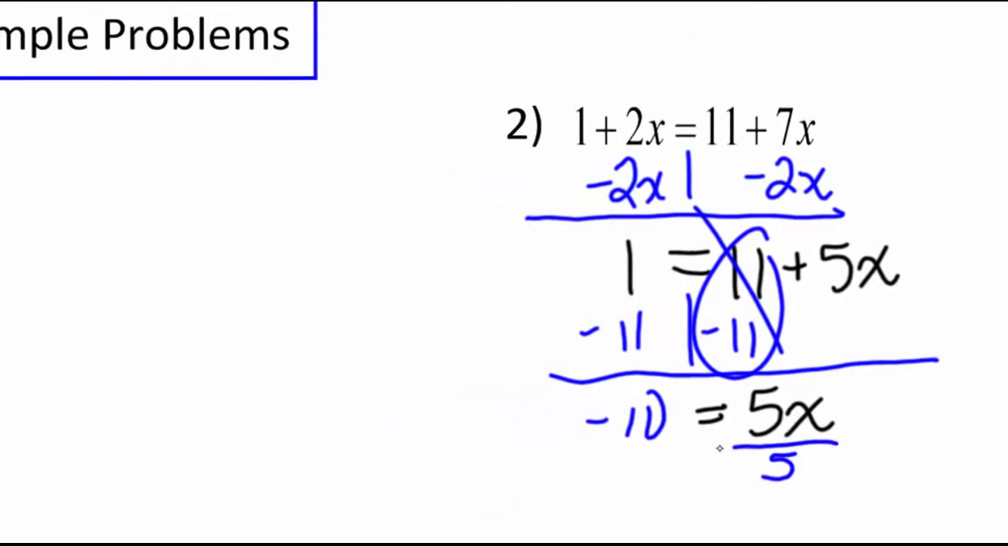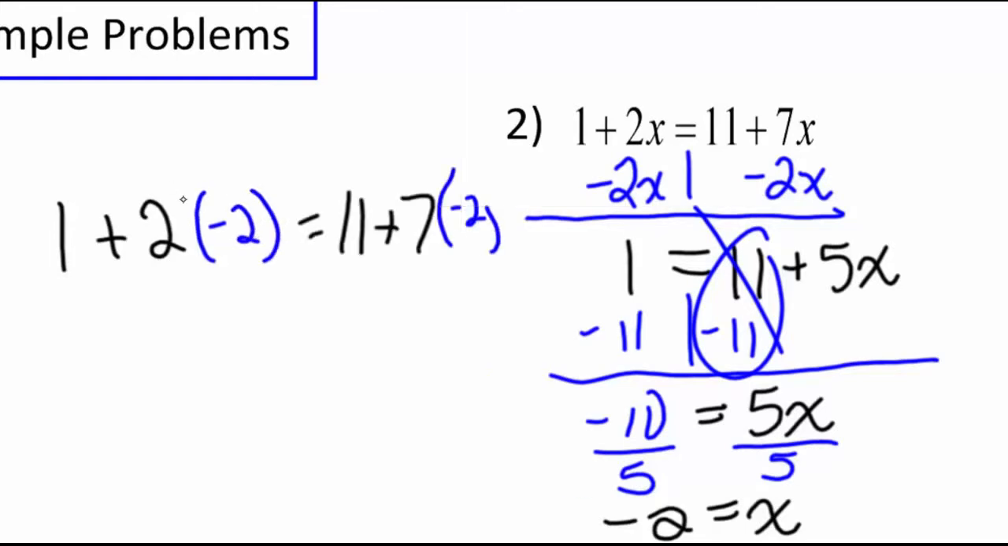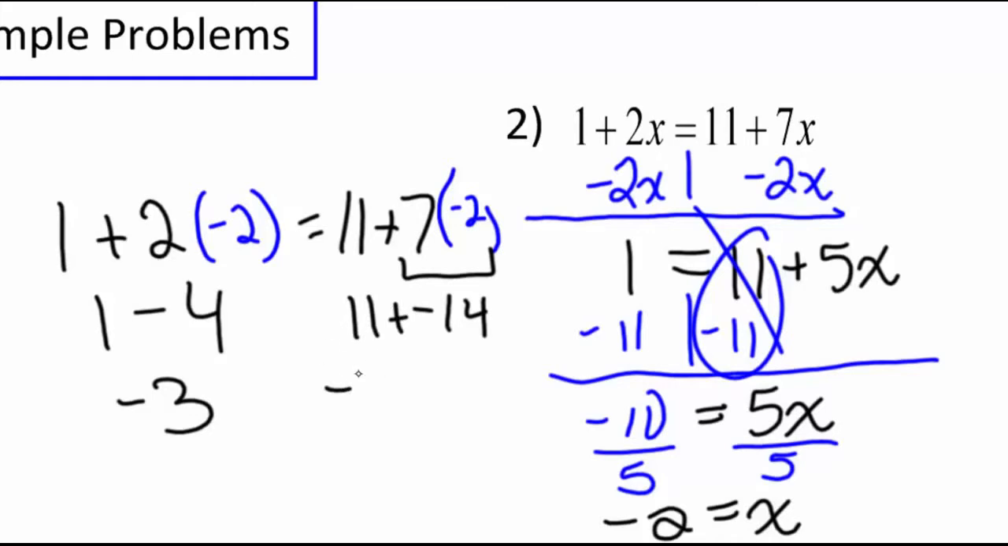I want to divide by 5 on both sides. And negative 10 divided by 5 is negative 2. And that's what is equal to x. In order to check my work, I'm just going to substitute that negative 2 into my equation here, and I am going to simplify each side. So 2 times negative 2, that's a negative 4. 1 minus negative 4 is negative 3. And then 7 times negative 2, negative 14. 11 plus a negative 14, also negative 3. These are equal to each other, so I've solved this correctly. x is equal to negative 2.